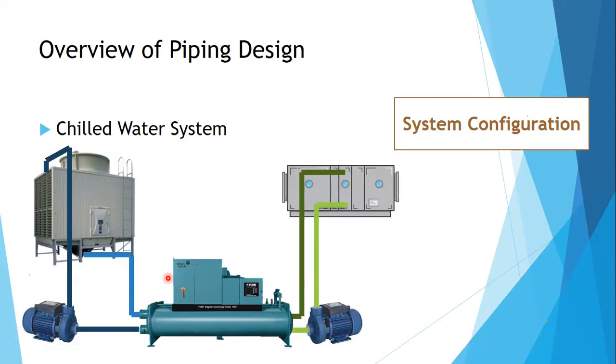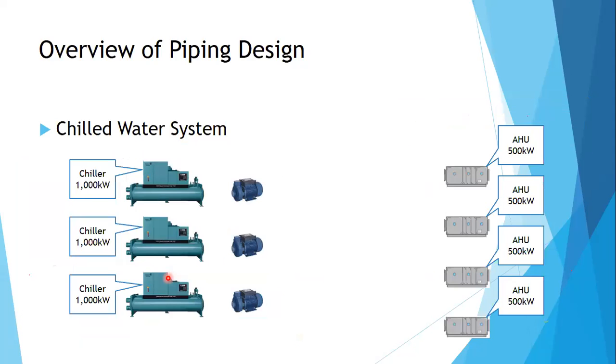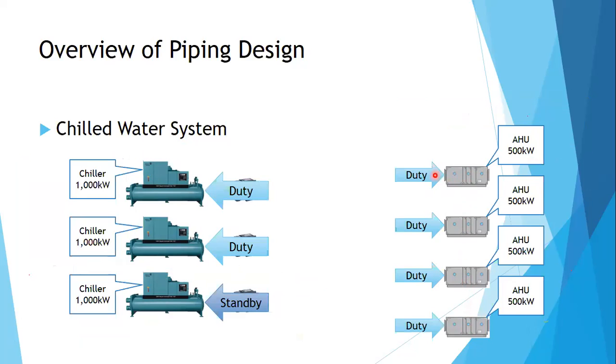System configuration for the chilled water system. Sometimes you would have a few terminal units or a few AHUs. Let's say all of these are duty, all of these are running. So 500 kilowatt to Office 1, Office 2, Office 3, Office 4, all on duty. Usually, on the chiller side, you have spare units, spare capacity.